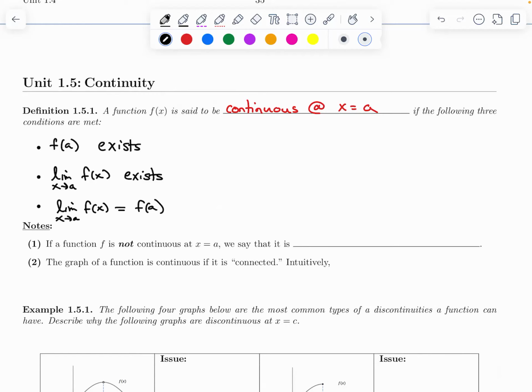Thinking about it, I've been toying around with this idea, and I might even just decide finally to do it. The original two statements, f of a exists and the limit as x approaches a of f of x exists, are basically taken care of in the last statement. Because if one of them doesn't exist, then this doesn't make any sense. And if both of them don't exist, then this doesn't make sense as well. So really, all that's required is this statement: the limit as x approaches a of f of x equals f of a. The limit and the function need to agree at that specific x value.